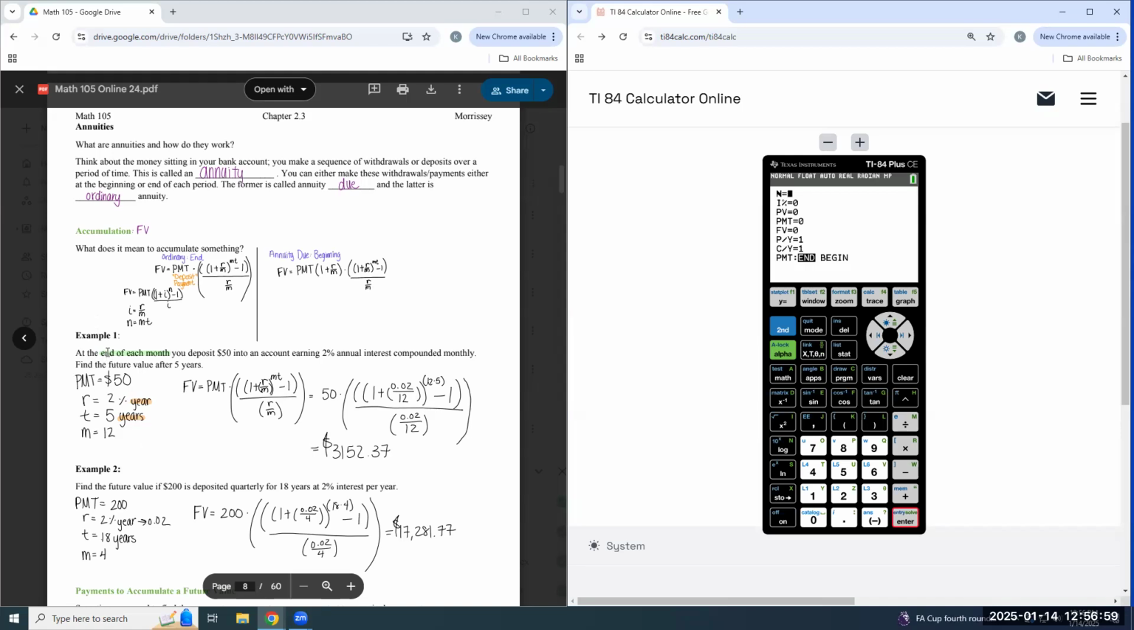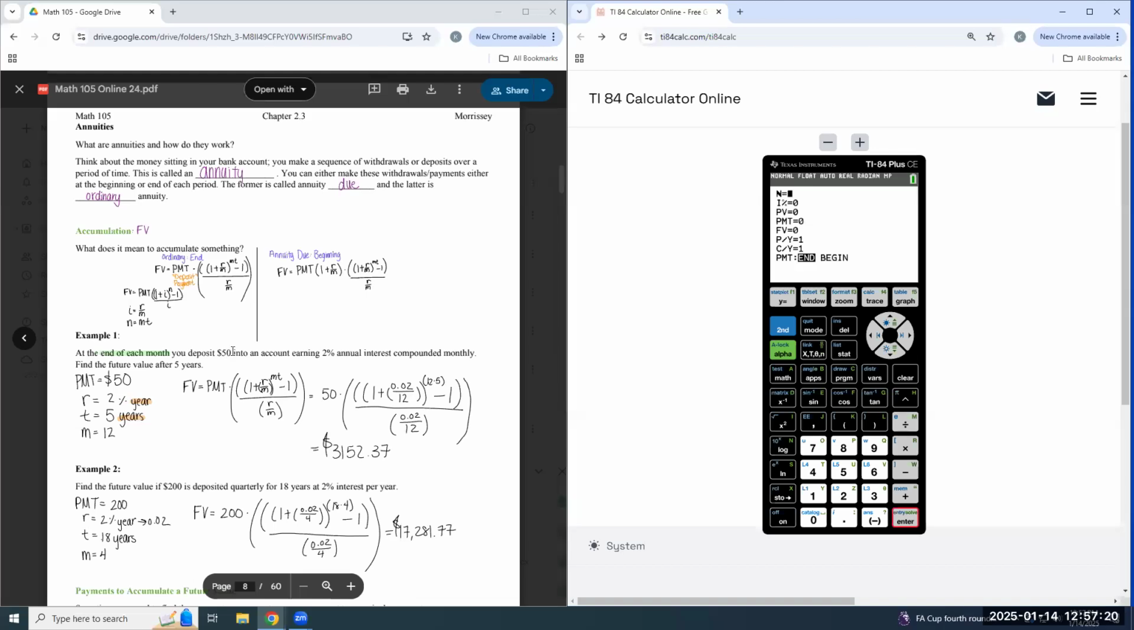So if we're starting with example 1, it says at the end of each month. Notice that I have highlighted at the end of each month. That is referring to this PMT option here. It's either happening at the very end or at the very beginning of your compounding period. So for us, at the end of each month, we want to make sure that PMT: END is selected.